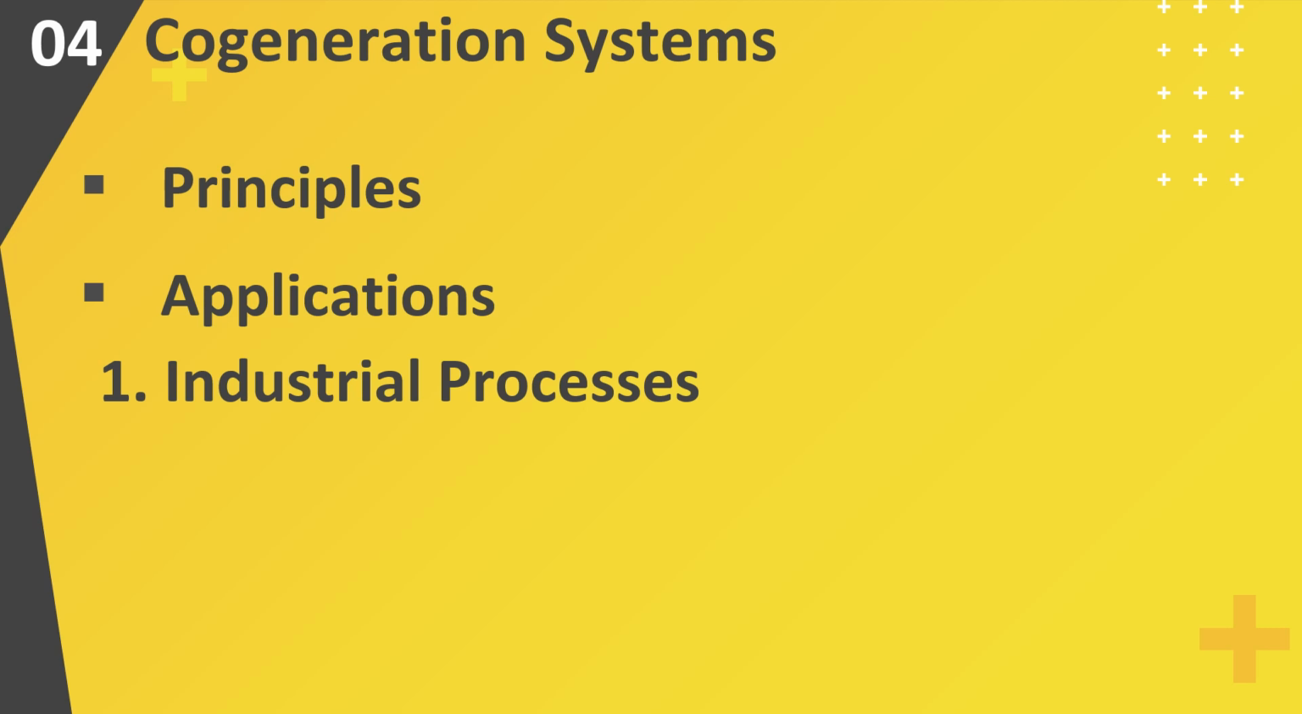Cogeneration systems are commonly used in industries that require both electricity and heat, such as chemical manufacturing, food processing, and paper production. The waste heat generated during electricity production can be utilized for various industrial processes, reducing the overall energy consumption and costs. District heating.